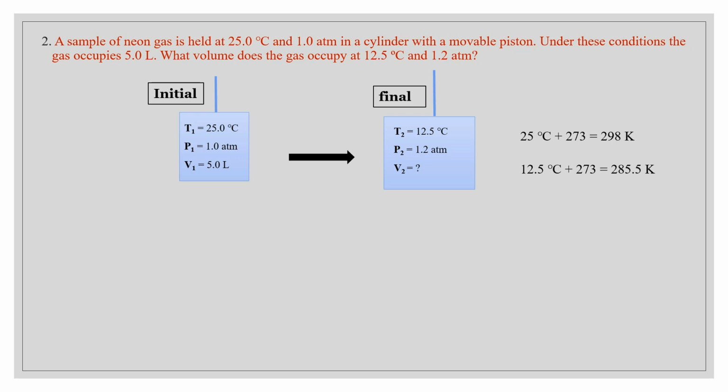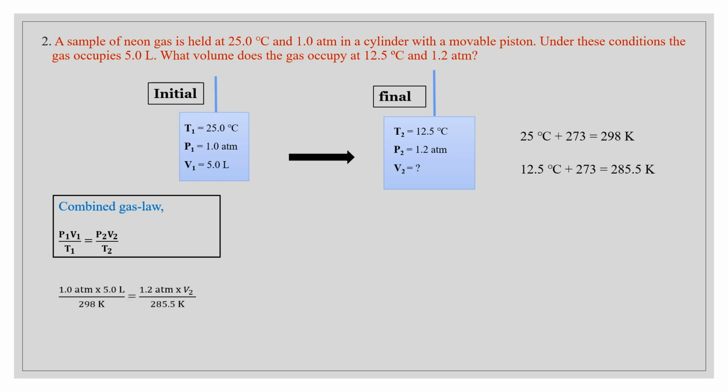Before we move on to the combined gas law, let's convert all the Celsius numbers into Kelvin. 25 degrees Celsius plus 273 is 298 Kelvin. 12.5 degrees Celsius plus 273 is 285.5 Kelvin. Now, combined gas law. Let's apply the values. Initial pressure 1 atm times 5 liters divided by 298 Kelvin is equal to P2, 1.2 atm, times V2, which we need to calculate, divided by T2, 285.5 Kelvin. You need to solve this for V2. V2 is equal to 4.0 liters.